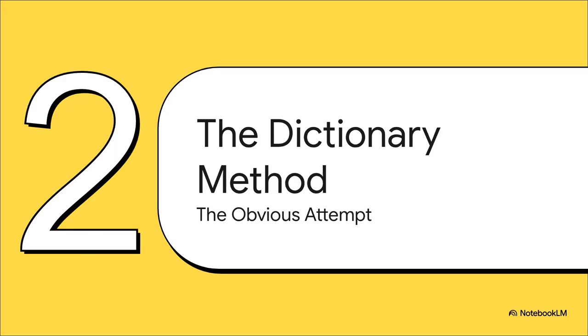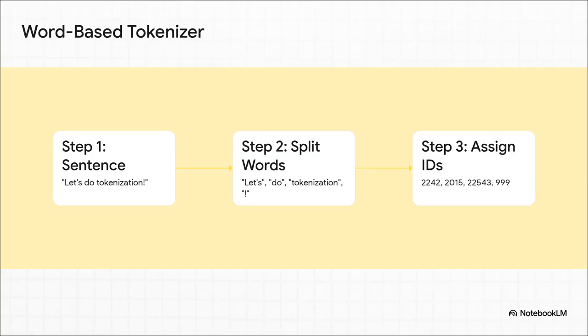So the first idea you'd probably come up with is the most obvious one. Let's just make a giant dictionary for the entire language. Give every single word its own unique number, its own ID. Simple enough? Makes sense, right? And yeah, it's super straightforward. You take a sentence, chop it up into words and punctuation, and then you just look up each piece in your massive dictionary to get its ID number. Boom. Simple, clean, easy to grasp.